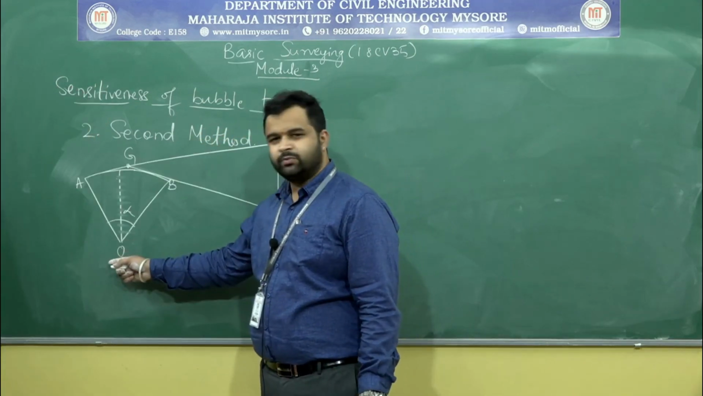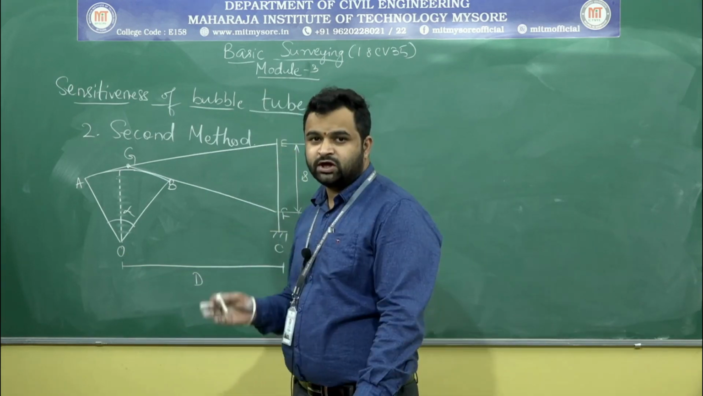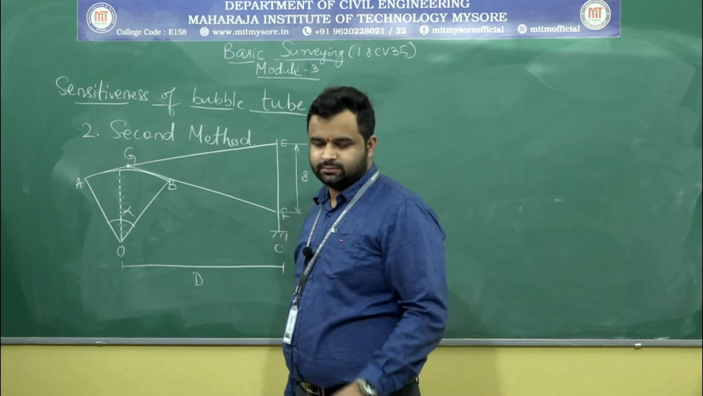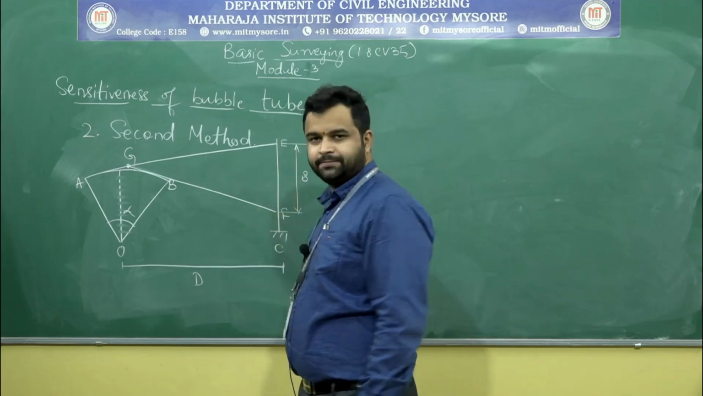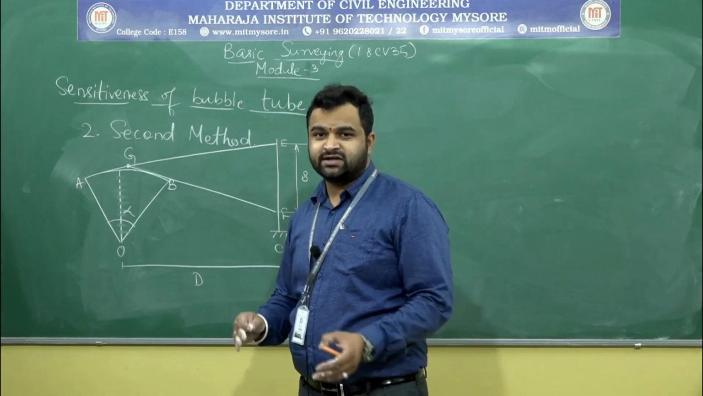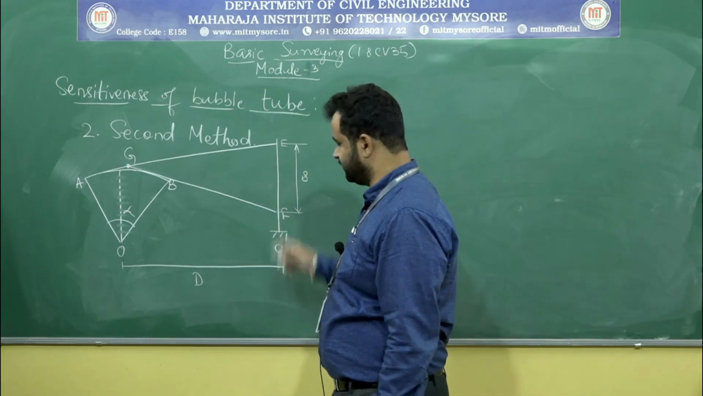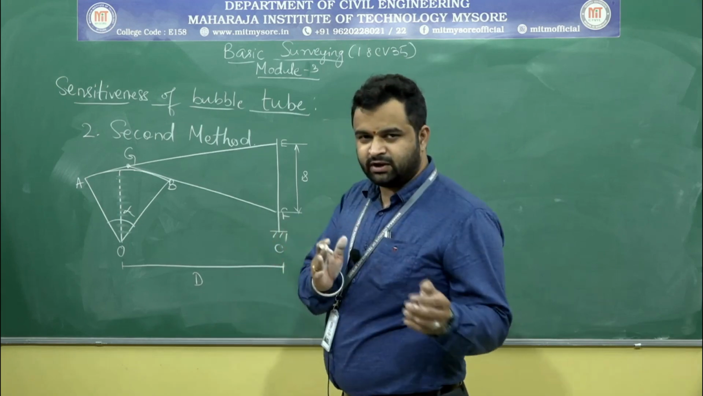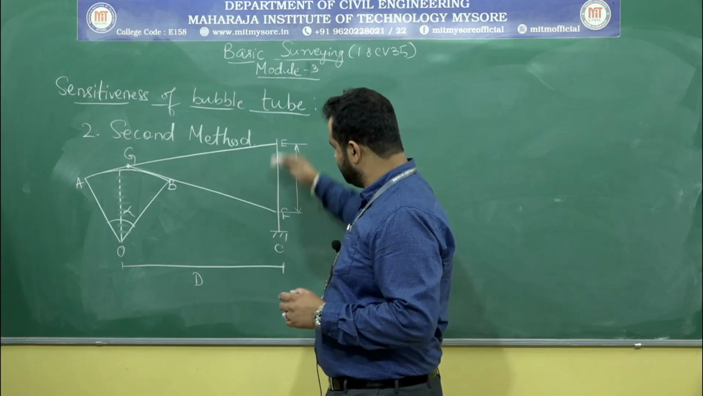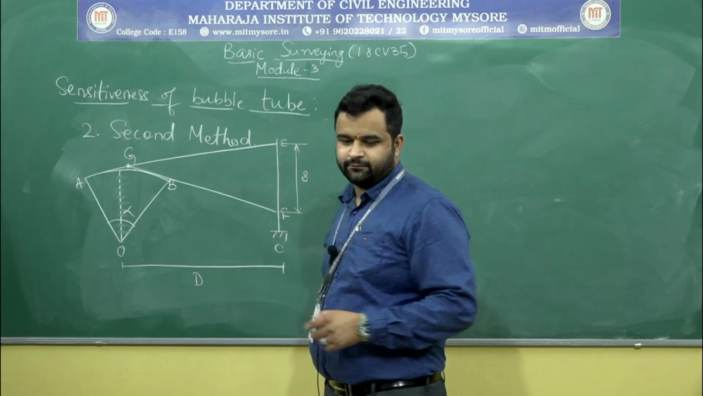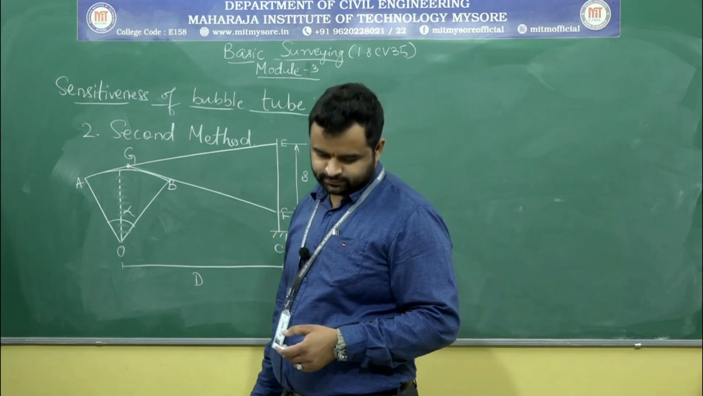The first step is to set the instrument at O and level it accurately, and next keep a staff at C. Now move the bubble to the extreme left division. Read both ends of the bubble, which is nothing but CE. Now move the bubble to the extreme right division. Read both ends of the bubble, which is nothing but CF. First move to the extreme left, next move to the extreme right. To the left it will be CE and to the right it will be CF. So the staff reading difference will be CE minus CF, which is equal to S.